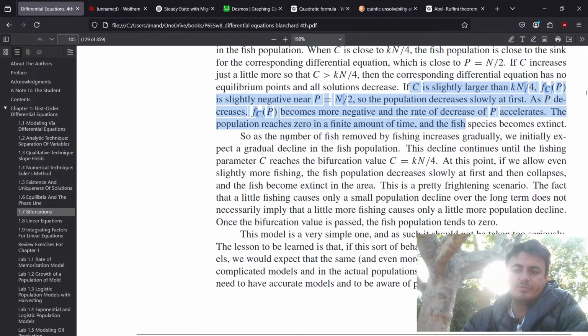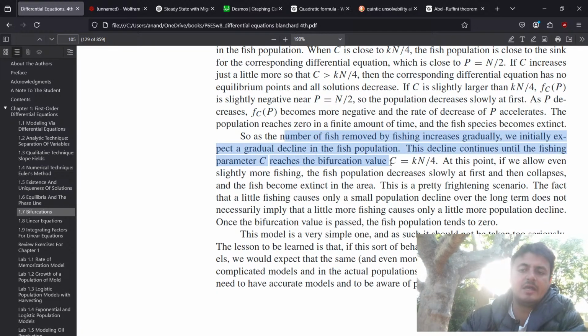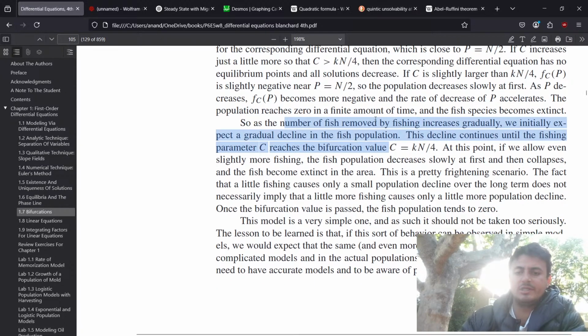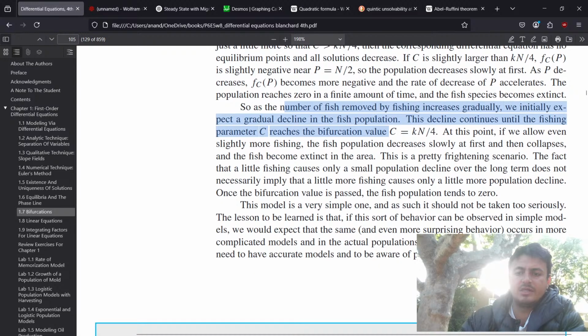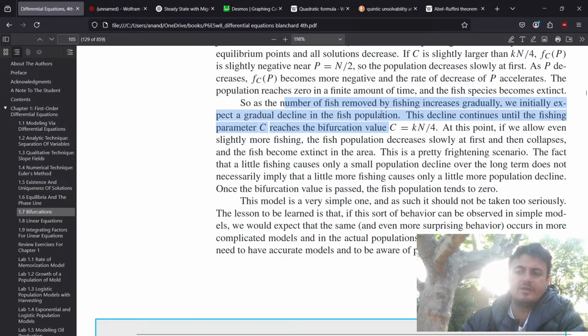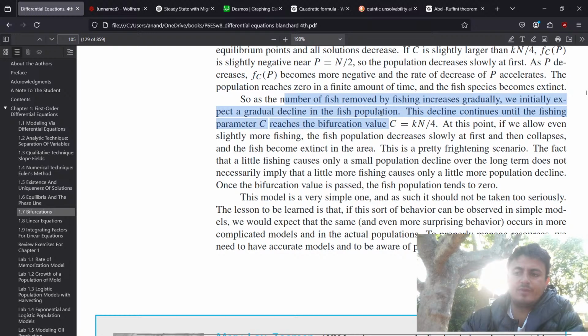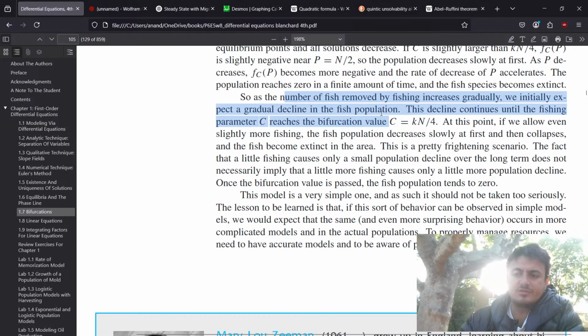So as the number of fish removed by fishing increases gradually, we initially expect a gradual decline in the fish population. This decline continues until the fishing parameter reaches the bifurcation value. At this point, if we allow even slightly more fishing, the fish population decreases slowly at first and then collapses. And the fish become extinct in the area.